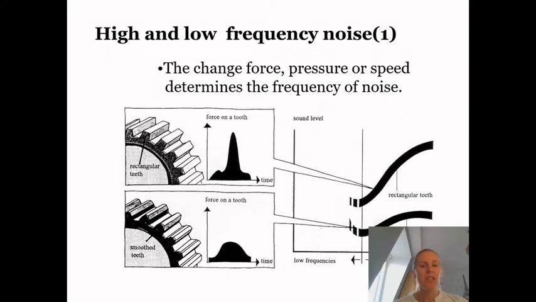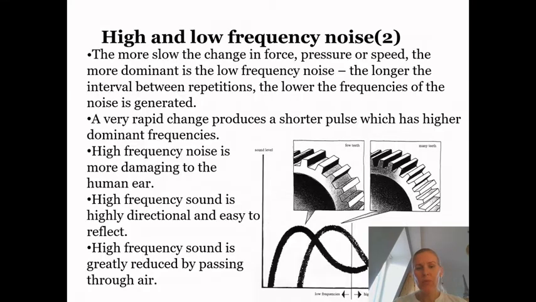We can say that the more rapid the change in the force, pressure, or speed, the more dominant is the high frequency noise. For instance, with a smooth gear design, the rounded teeth fit more smoothly together and the force transfer is more continuous. And with this, the high frequency noise is lowered and more low frequency noise is produced. Also, the longer the interval between repetitions, the lower the frequency of noise is generated.